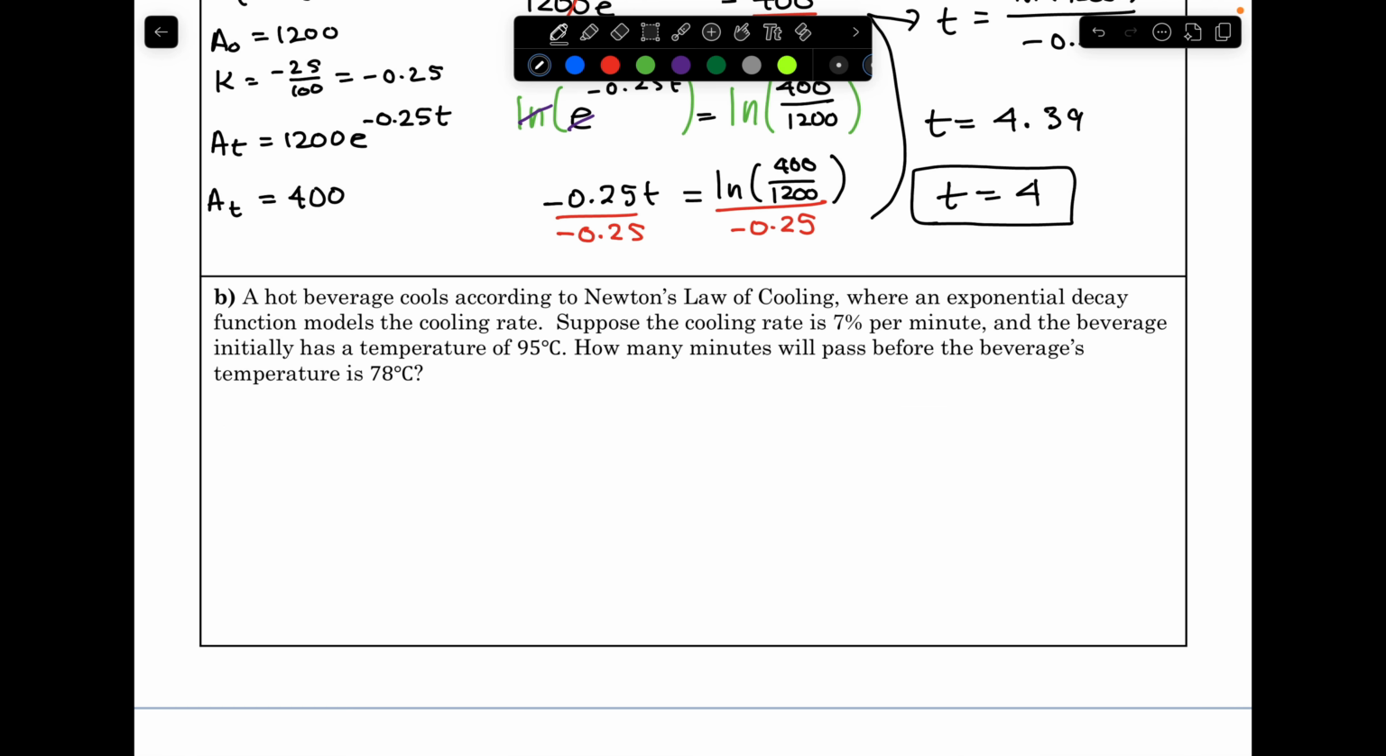So t equals 4. And just one last time for good measure, we have this last scenario here that a hot beverage cools according to Newton's law of cooling, where an exponential decay model function models the cooling rate. So we're going to use again this model here. And suppose that the cooling rate is 7% per minute and the beverage initial temperature is 95 degrees. So A of 0 is 95 degrees. Our value of k, again, it's cooling. So that means that the temperature is going downward. So negative 7 out of 100, so negative 0.07.